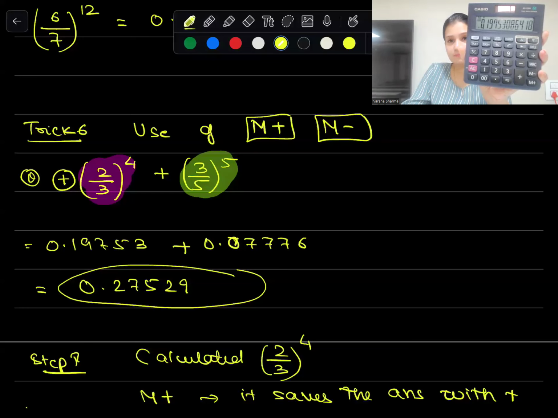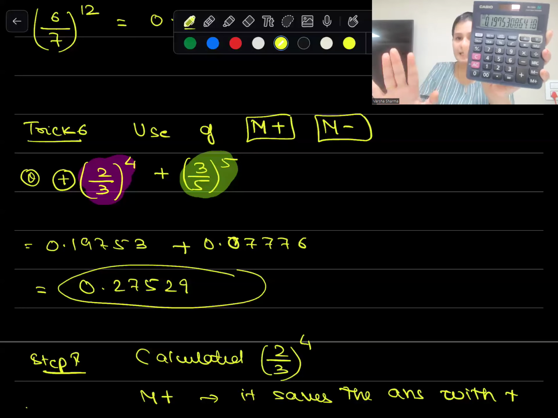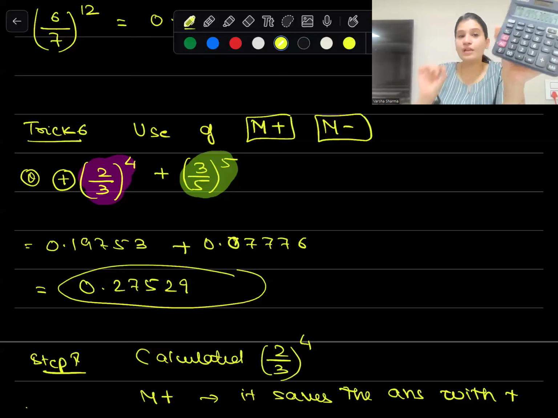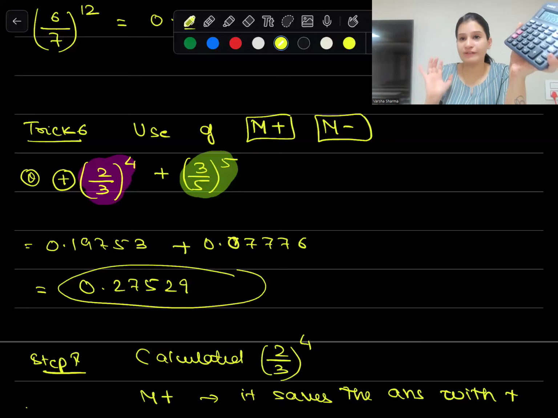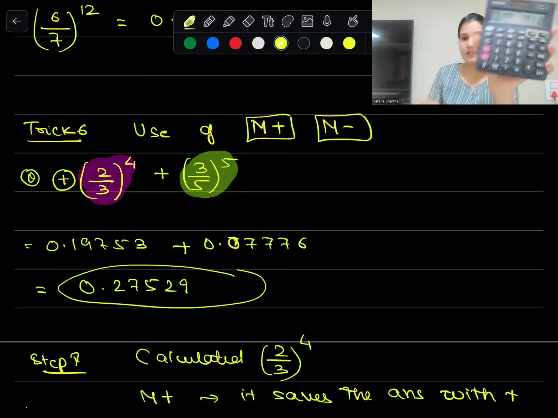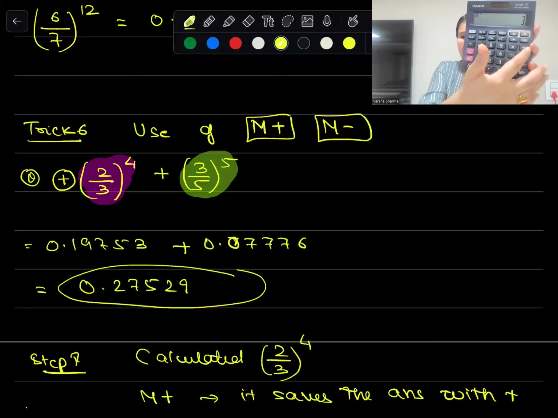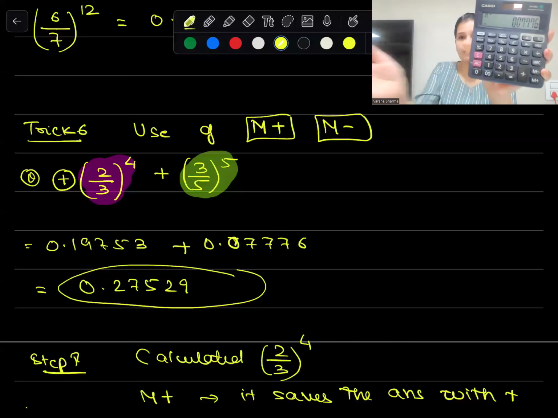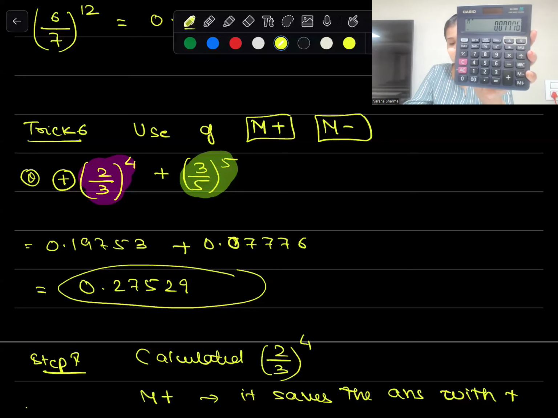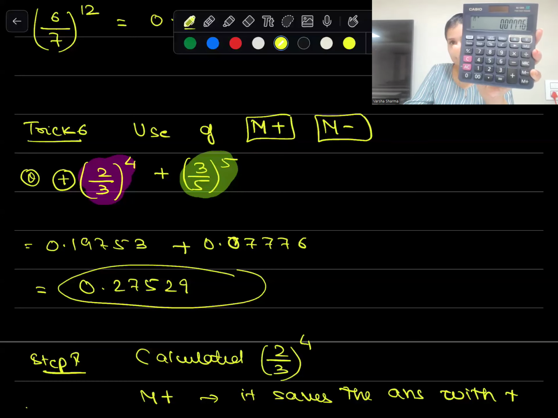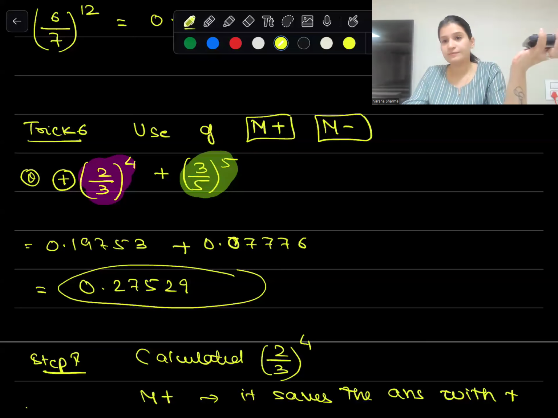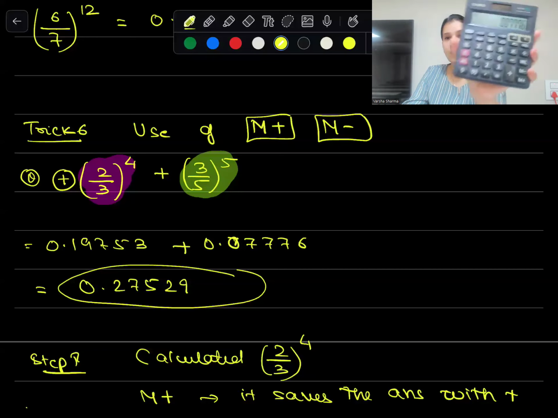Yes, ma'am. Now don't press anything else. Directly calculate 3 by 5 power 5 on your calculator. 2, 3, 4, 5. This should be on the screen. Clear? Yes, ma'am. Okay.